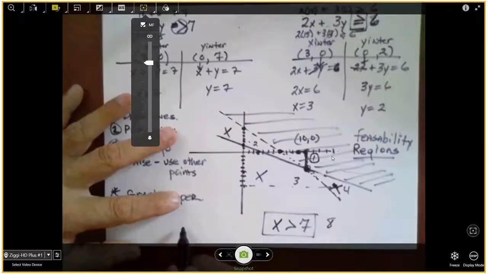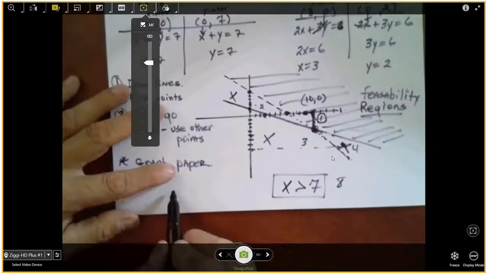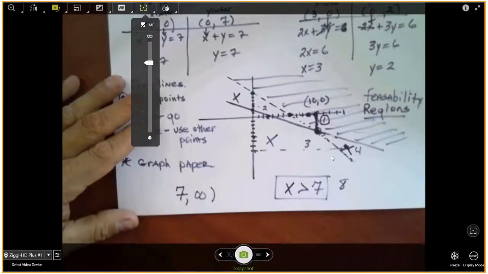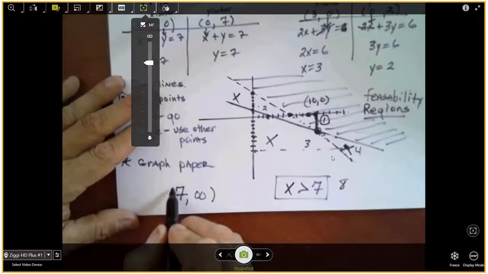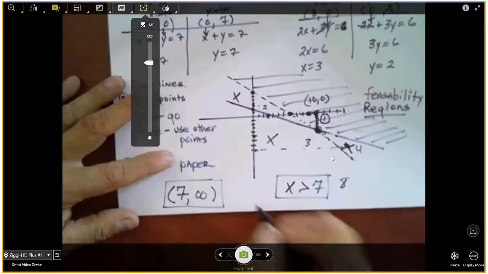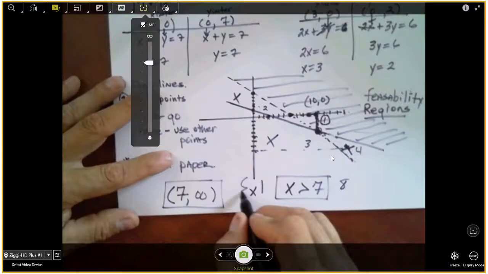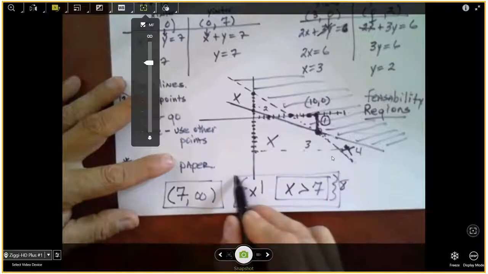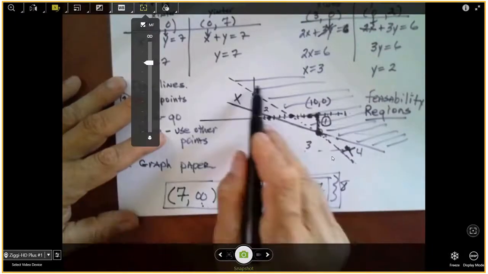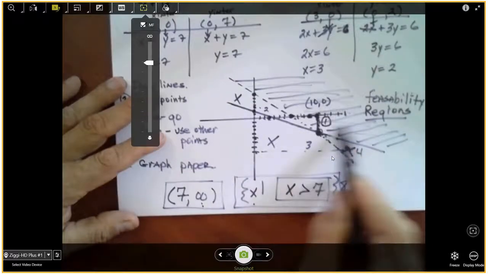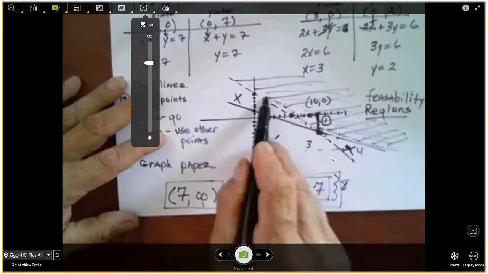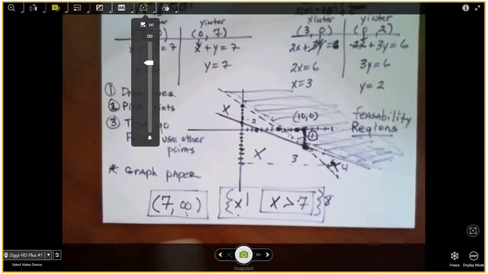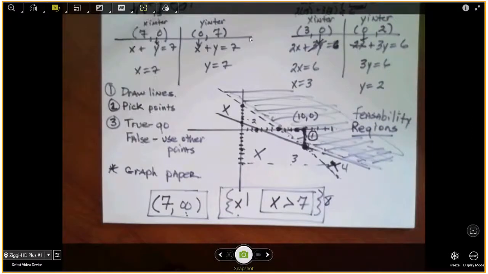If you wrote it in interval notation, it would be (7, infinity), with a parenthesis on the 7, since this is not equal to, and a parenthesis on infinity. So this is your answer. Or x such that, put that in braces, that is set builder notation, and that's your two answers to this feasibility region right here. And that's how you do inequalities. Okay, I hope that helps you a little bit.